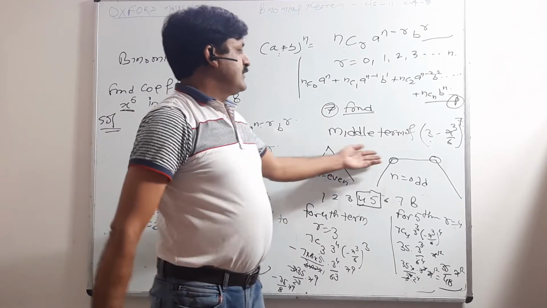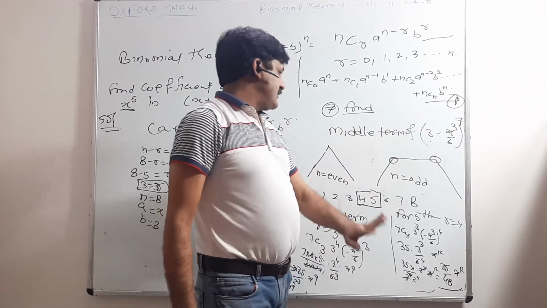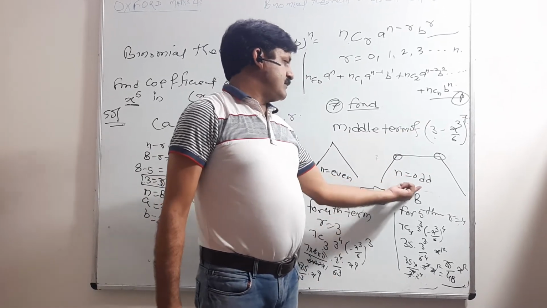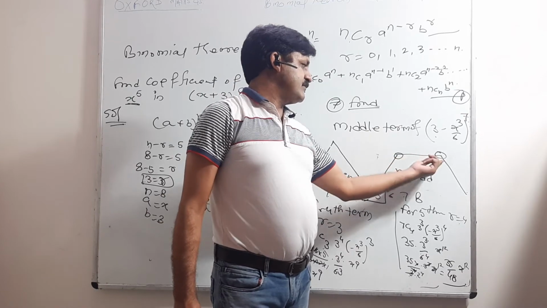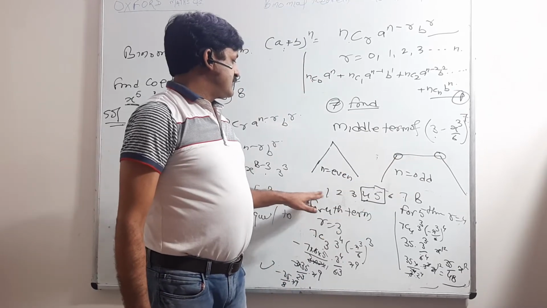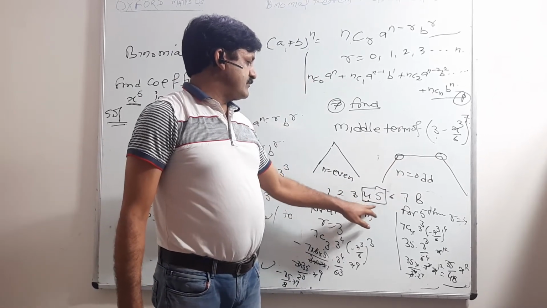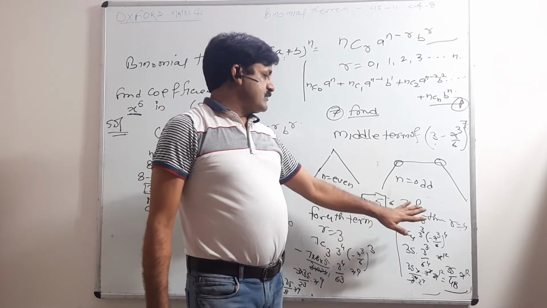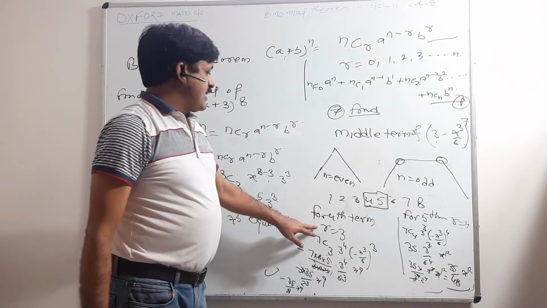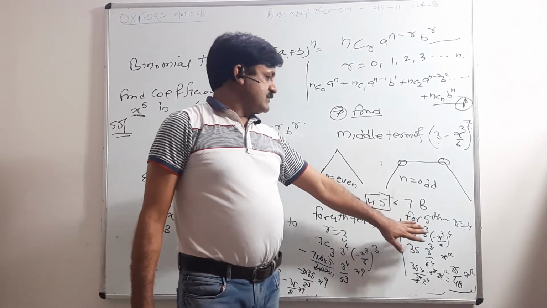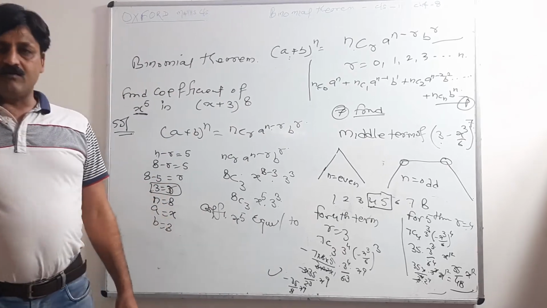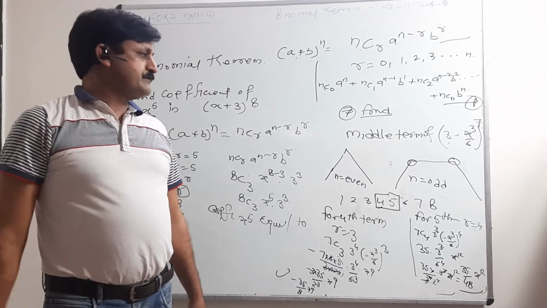Middle terms of 3 minus x cube upon 6 whole power 12. That is odd, or in that odd case, two middle terms are there. So the 4th and 5th terms, both of these are called middle terms, and the value of r is equal to term minus 1. So r is equal to this and r is equal to this. Put and solve. Similarly, all questions are solved.